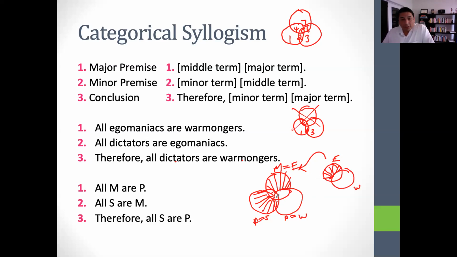So that's why the information within the premises accounts for the information in the conclusion. The information of the conclusion is contained in the information given by the premises, so that would be valid.